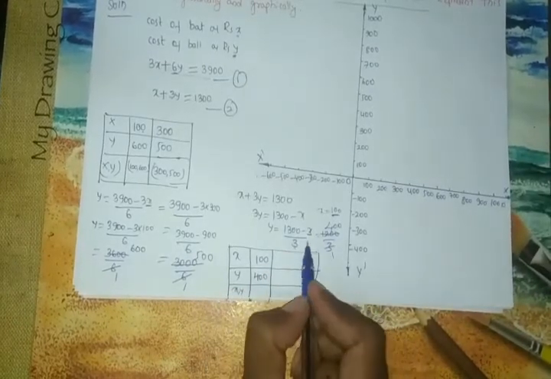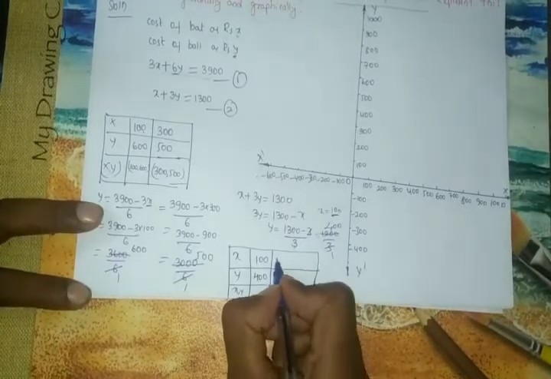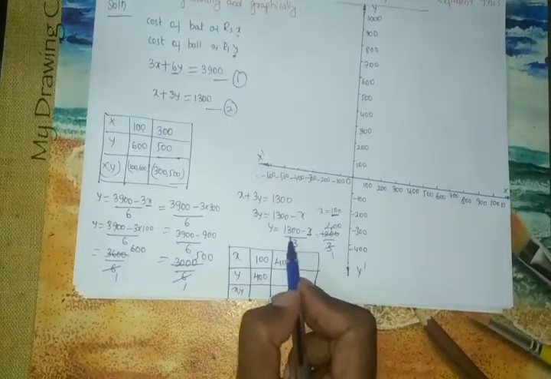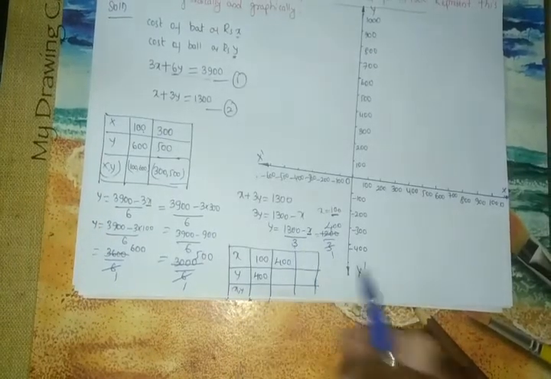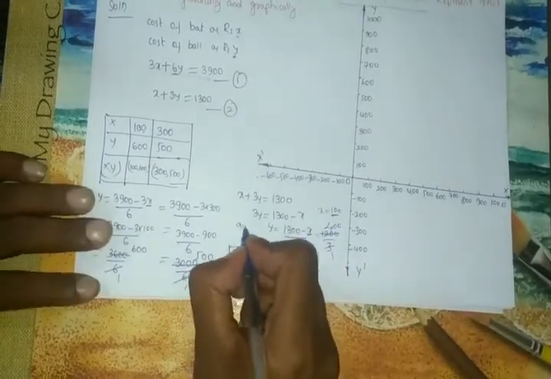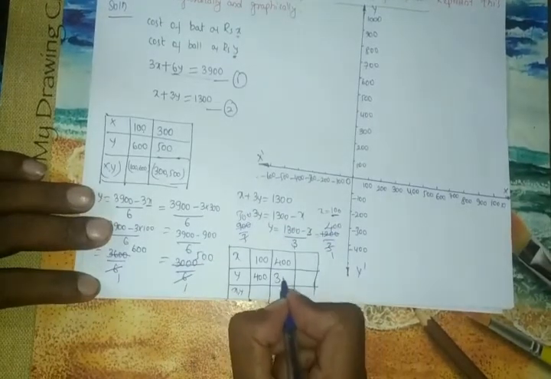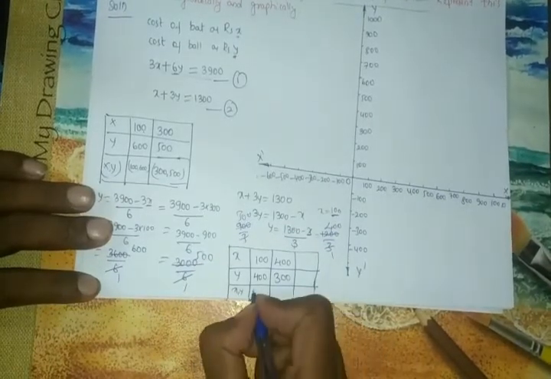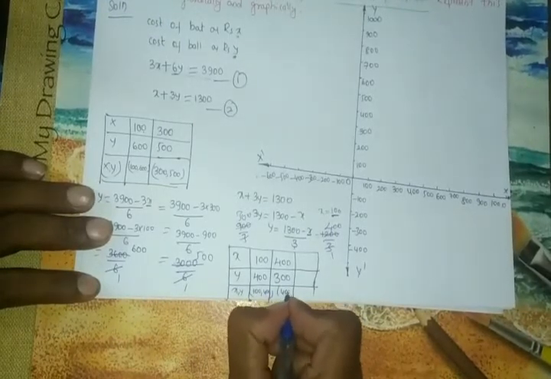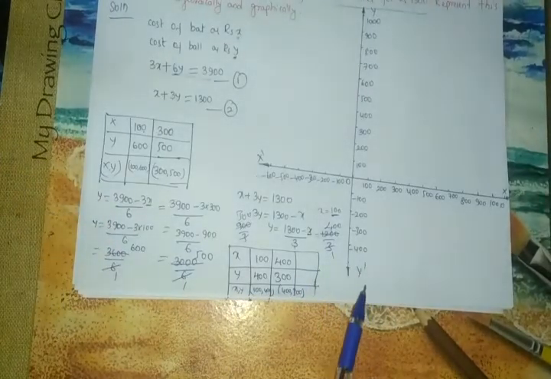Now when x is 400, 1300 minus 400 will be 900. So 900 divided by 3 will be 300. I have got 100 comma 400 and 400 comma 300.